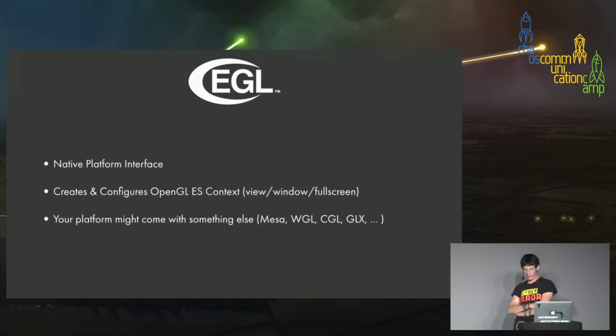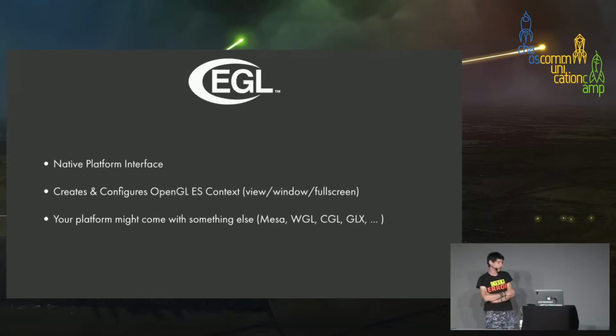Then there's one more thing, which is called EGL, a native platform interface, which you need in order to tell your environment, your operating system, to give you an OpenGL context. Before you can start writing or running your OpenGL code, you first need to get an OpenGL context. This works very differently depending on whether you're on Linux or Windows, whether you want a full screen or a windowed application, whether it's on a phone or somewhere else.